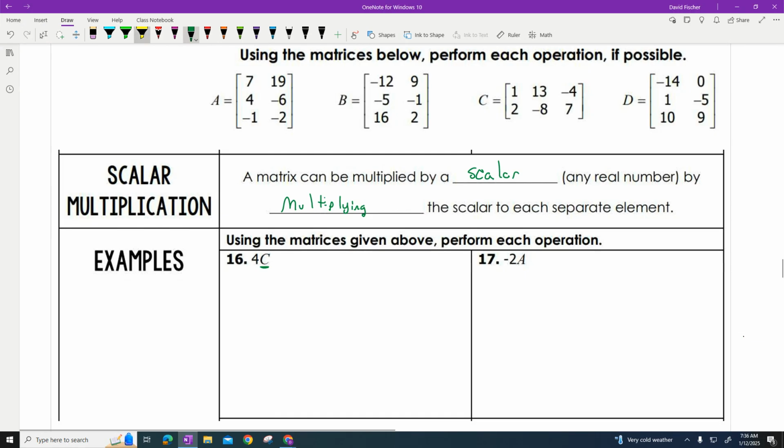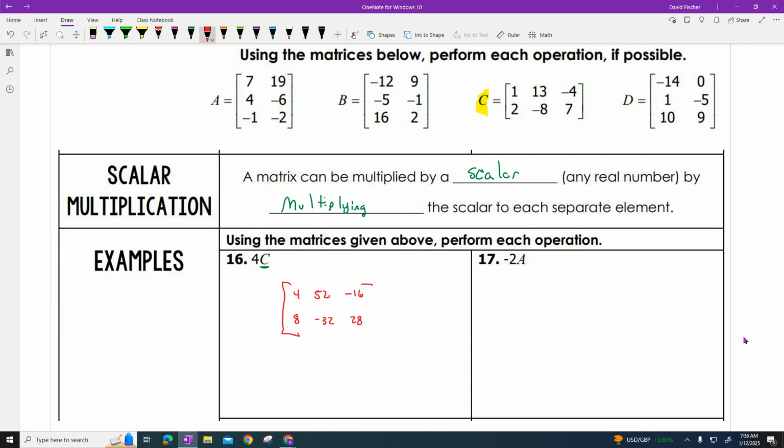So C is right here, and these I really like because they go pretty fast. So I'm going to say 4 times C. So 4 times 1 is 4. Again, you can go in any order. 4 times 13, oh, I need my calculator for that one. I got 52. 4 times negative 4 is a negative 16. 2 times 4 is 8. 4 times negative 8 is a minus 32. And I'm going to take 4 times 7, which is 28.